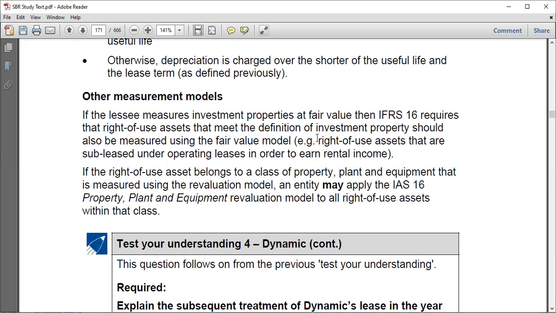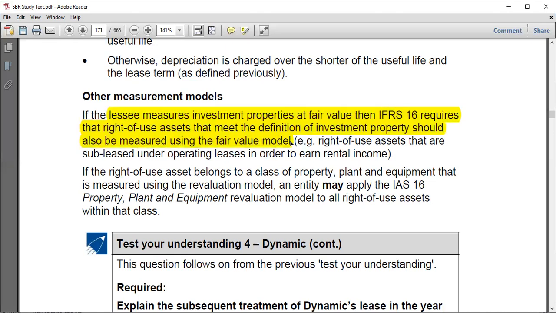And that's what we mean by accounting treatment. You really need to know how to treat matters. All right, let's just read. They say, if the lessee measures investment property at fair value, then IFRS 16 requires that the right of use assets that meet the definition of investment property should also be measured using the fair value model. Did you get this? This is what I was trying to explain.